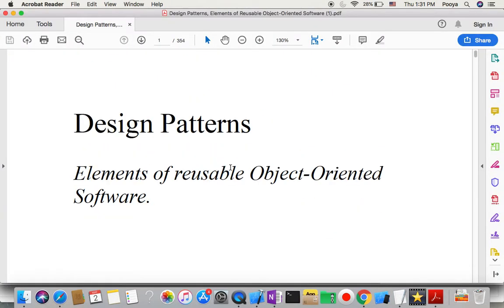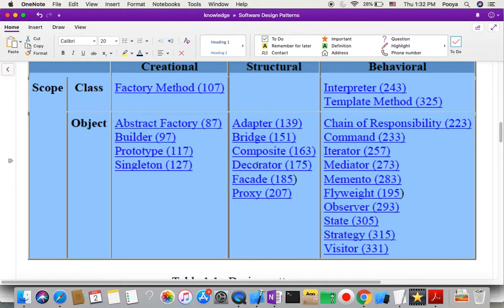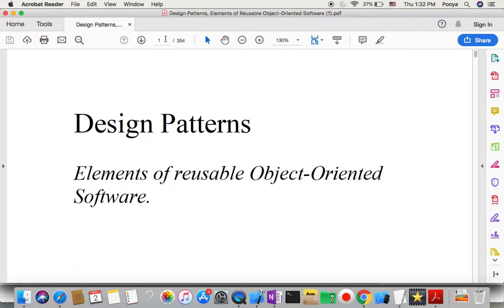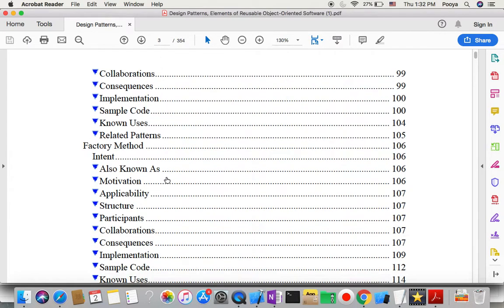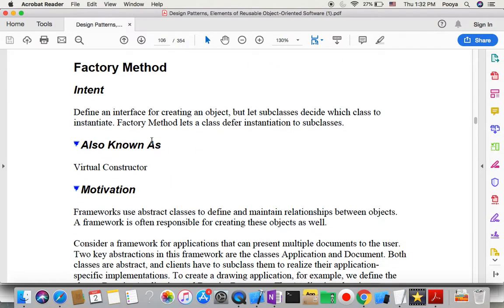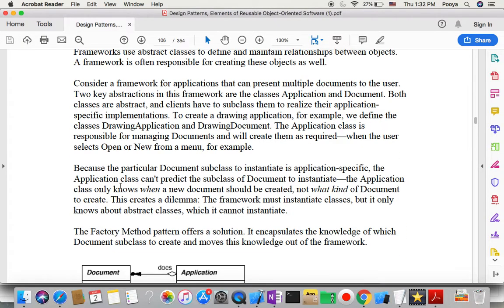I spoke about the book, and in the next video we will go over one of the design patterns and start going over all of these one by one. Also, before I finish this video, I would like to go through one sample design pattern, for example page 3. Here you go: the factory method design pattern. Over this book we will go over the intent, what the intent of the factory method is, what its other names are, and some motivation. You can read about that.